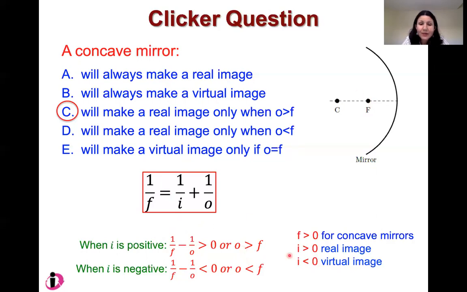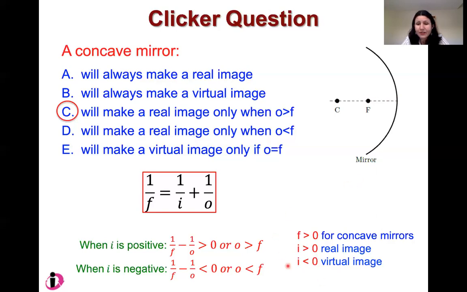So this rule we basically derive directly from this equation: when we have a concave mirror, it will make a real image when your object is to the left of the focal point. And then you can follow the same argument if you're looking for when I is negative, a virtual image. Then we have to make this difference negative, and that's true when O is less than F. O is less than F means our object is in between the mirror and the focal point, so we will get a virtual image.